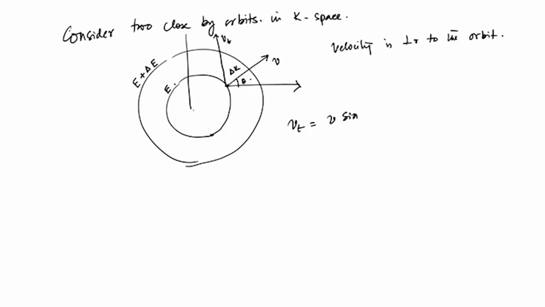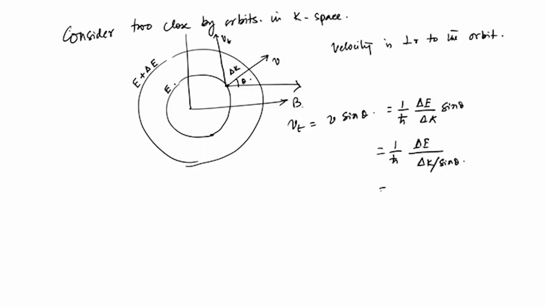and your B is in this direction. So it is V sin theta, which is equal to 1 by h cross del E del k, which we will write as delta E delta k, and then you have a sin theta. If you bring this sin theta delta k over sin theta, then that becomes equal to 1 by h cross delta E by delta k, the transverse component, which is delta k over sin theta.